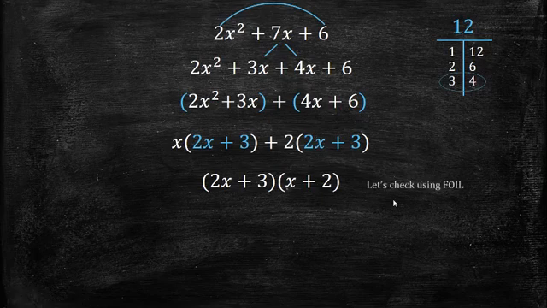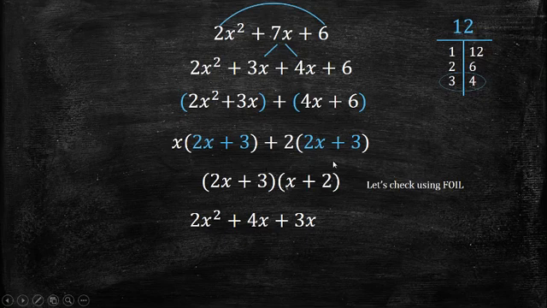So that's it. Now we can check using FOIL, first, outer, inner, last, if you've never heard of that. What we do here is we multiply the first two terms, 2x and x, and that gives us 2x squared. Outer would be 2x times 2, and that's 4x. Inner, I'm sorry, 3 times x, and that's 3x. And then the last two, 3 times 2 is 6.